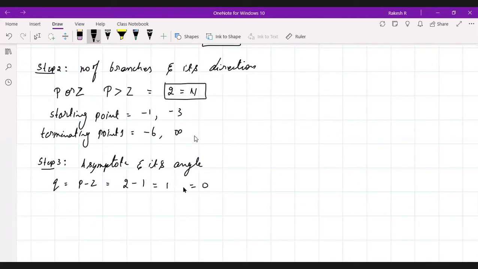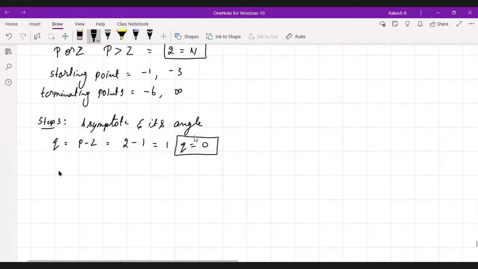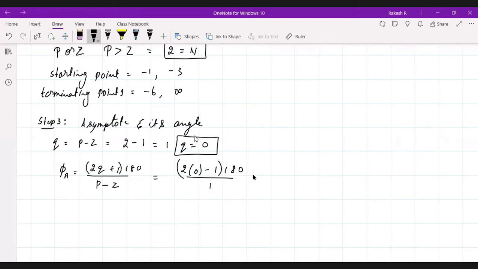The number of asymptotes will be... q is equal to 0 only here, and that is the asymptote here. So the angle of the asymptote is given by phi a equals (2q plus 1) into 180 divided by (p minus z). And this is the formula we have. So substitute the values of q, p and z here: (2 into 0 plus 1) into 180 divided by 1. So the asymptote angle will be 180 degrees only.